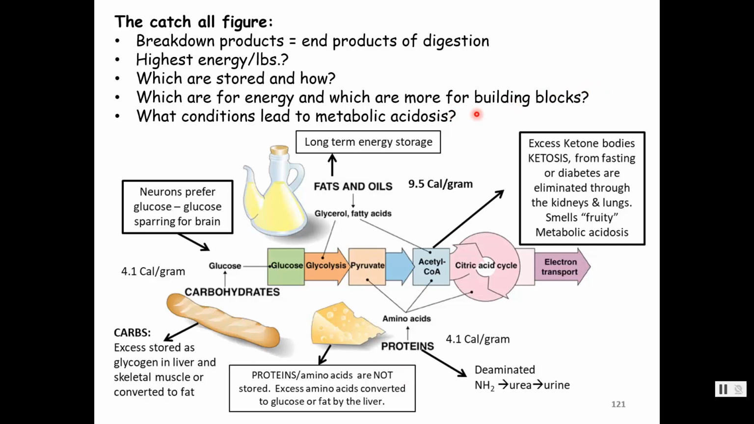And which conditions lead to metabolic acidosis? I corrected it on your notes, but basically untreated diabetes. Fasting is going to lead to formation of ketone bodies, so ketosis. You can get ketonuria, but metabolic acidosis is when diabetes is untreated.